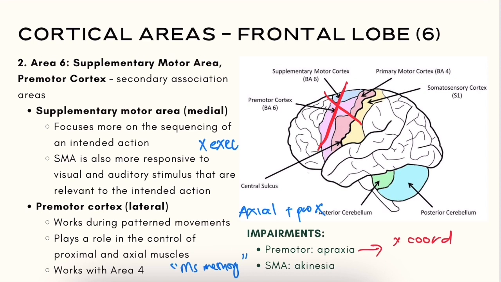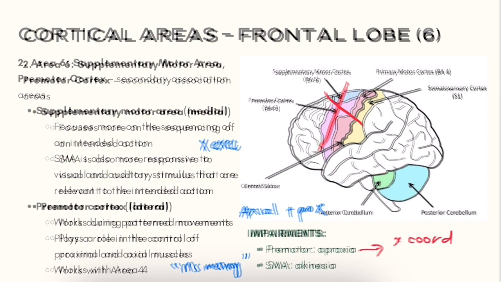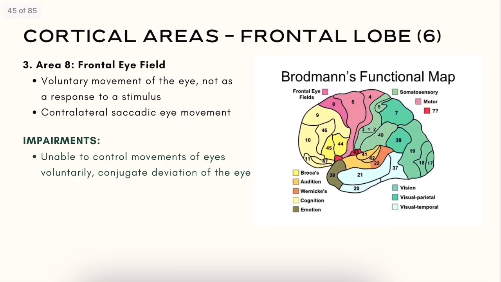Now, what happens if there is a lesion in our SMA? So, nagkakaroon ng akinesia, or walang movement. Okay, now, on our 3rd Brodmann area in the frontal lobe, we have our area 8. Okay, which is our frontal eye field.